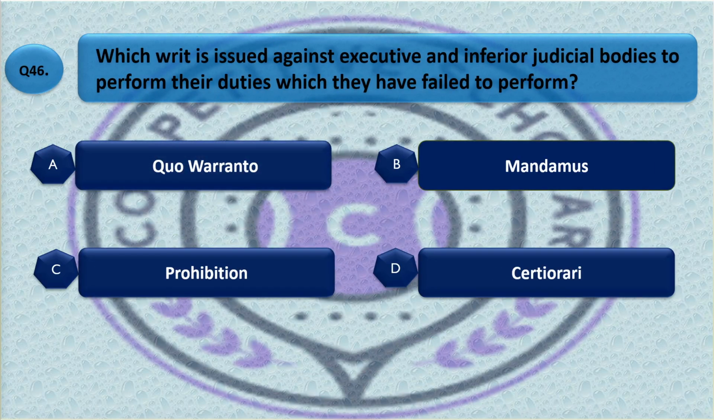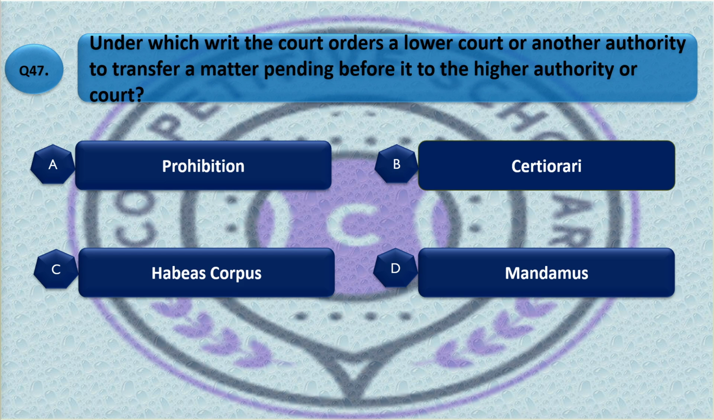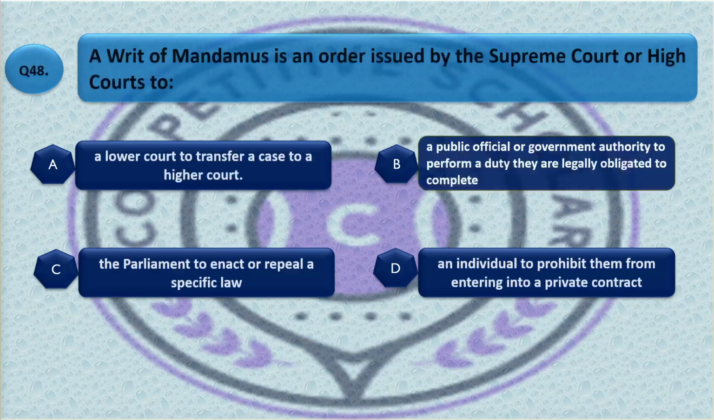Question number 46. Which writ is issued against executive and inferior judicial bodies to perform their duties which they have failed to perform? Option A, quo warranto. Option B, mandamus. Option C, prohibition. Option D, certiorari. Answer is option B. Next, question number 47. Under which writ the court orders a lower court or another authority to transfer a matter pending before it to the higher authority or court? Option A, prohibition. Option B, certiorari. Option C, habeas corpus. Option D, mandamus. And the answer is B, that is certiorari.